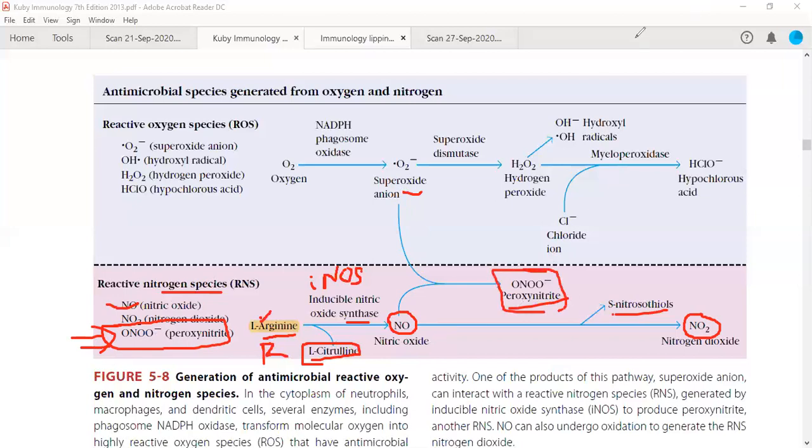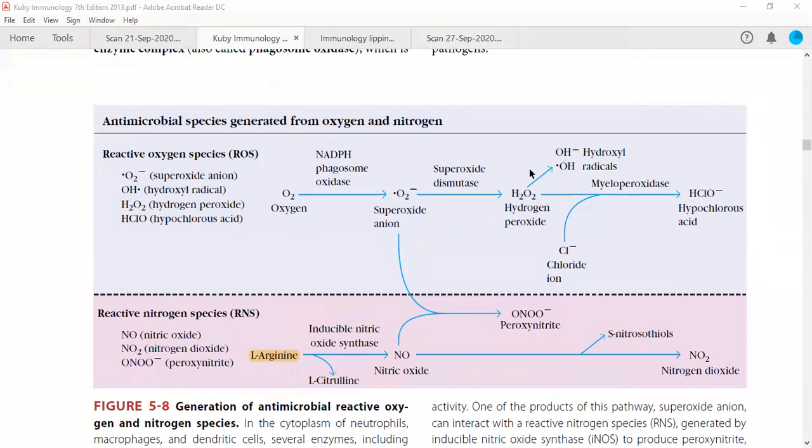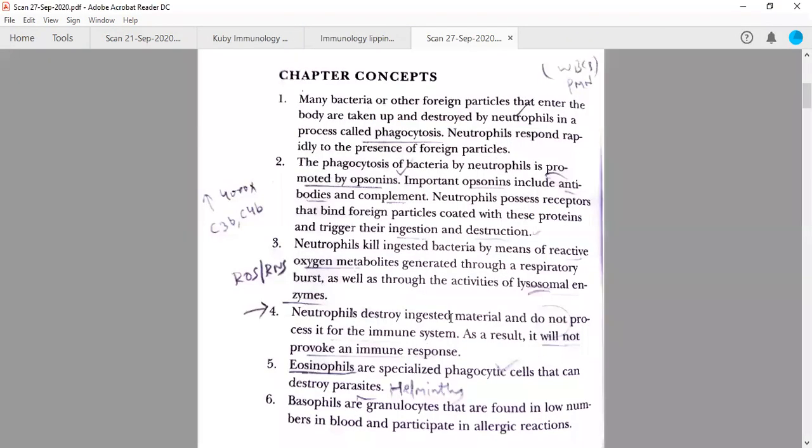All right, so this we have already discussed. If you have any query, please ask. All right, so we should move to some other PDF, right?